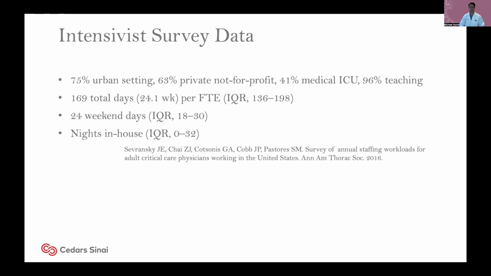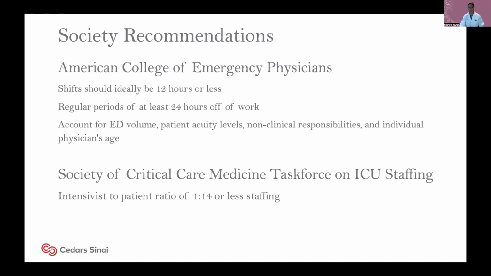On average, intensivists were working about 169 days a year, with 24.1 weeks per year. The interquartile range you can see there was reasonably wide. They worked 24 weekend days, and that ranged from between 18 and 30 days. And many of them had nights in-house, which I think is consistent with most anesthesia departments' approach to critical care.